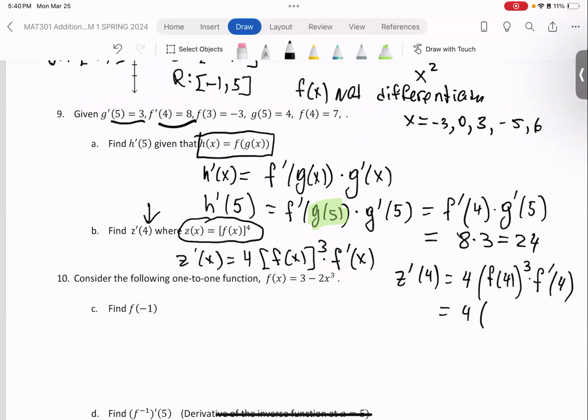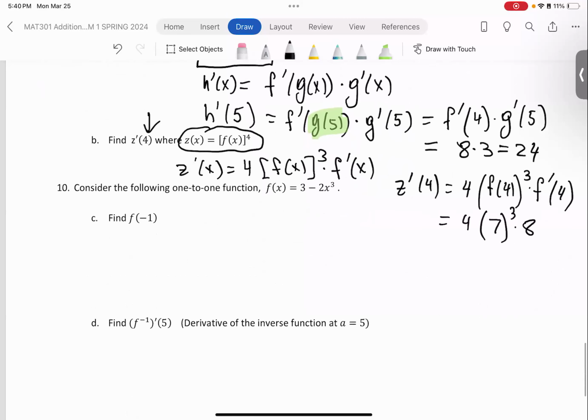All right, what is f of 4? Oh yeah, big number, 7 cubed. And what is f prime of 4? All right, so I'll leave your answer to your imagination. Or to your calculators, okay? Doesn't matter what it equals, not important. What's important is the process, that you understand how the chain rule is working.